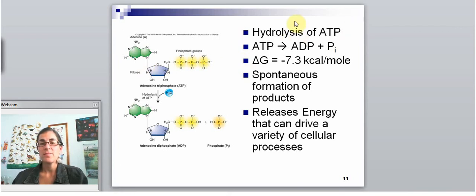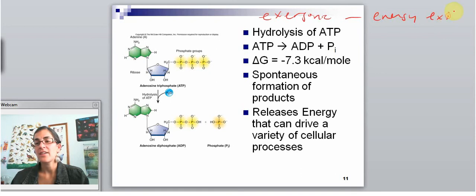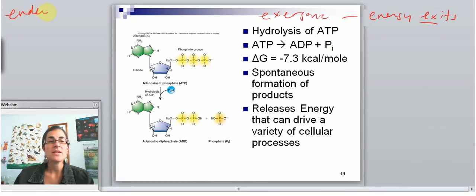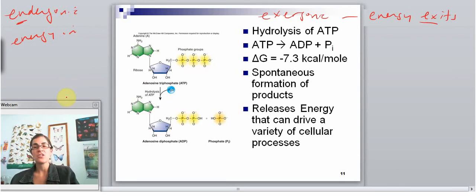And I didn't mention this earlier, but as far as remembering these, exergonic, think energy exits. So exergonic exits. Endergonic is the opposite. Think energy in. Energy has to go into that reaction. This is an example of an exergonic reaction.